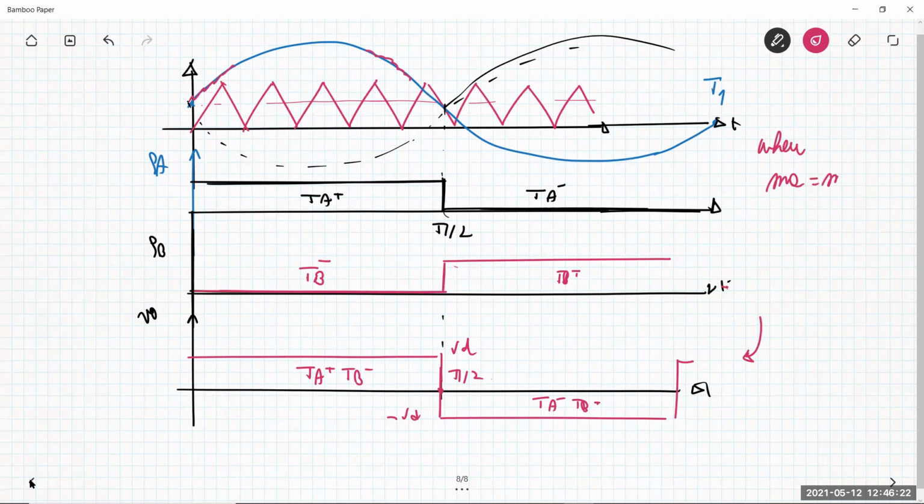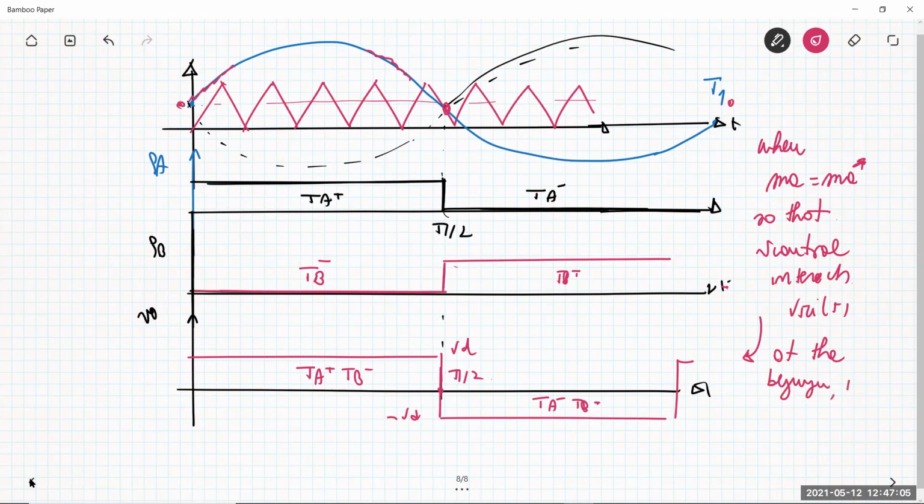So when MA is a value, let's call it MA star, so that V control intersects V triangular, basically here at the end of the period, and somewhere here, just at the beginning, in the middle, so at T1 over 2, and at T1, we have what is called the square wave modulation.